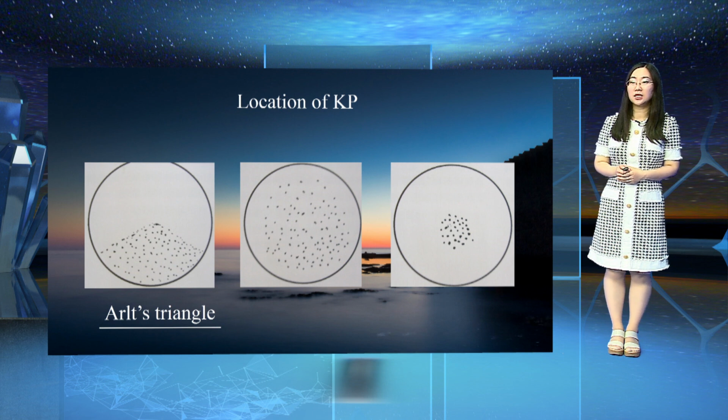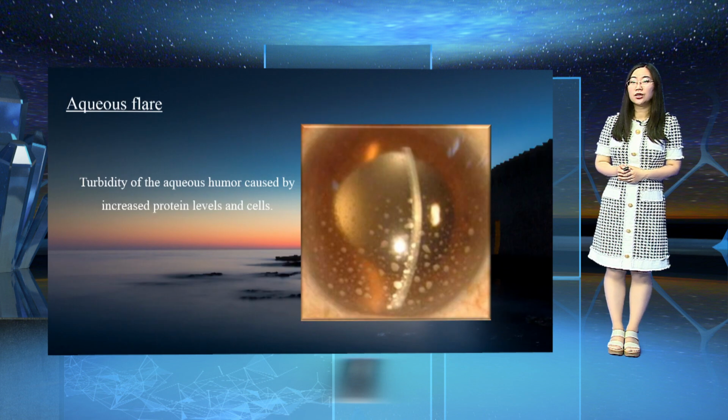Stellate KPs are usually distributed evenly over the anterior corneal endothelium and may be seen in uveitis due to herpes simplex virus or herpes zoster virus. Sometimes they are located in an area of prior or active keratitis. Aqueous flare: turbidity of the aqueous humor caused by increased protein levels and cells. Visual impairment depends on the intensity of the flare.